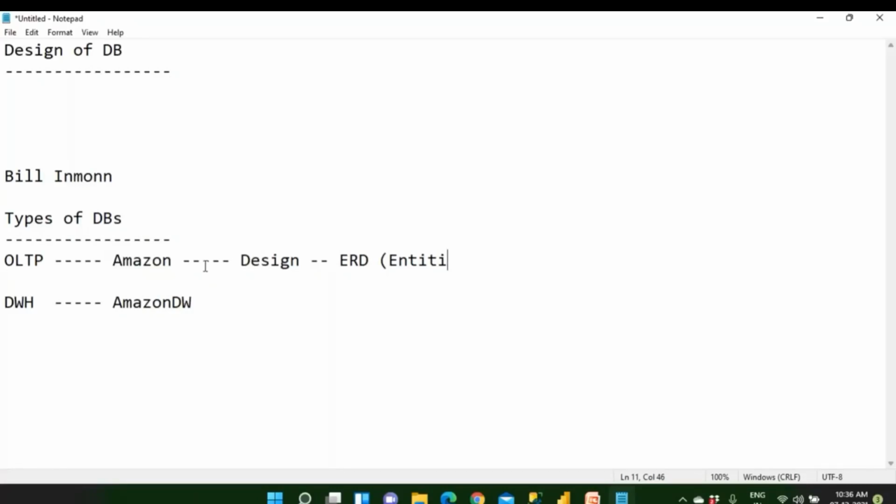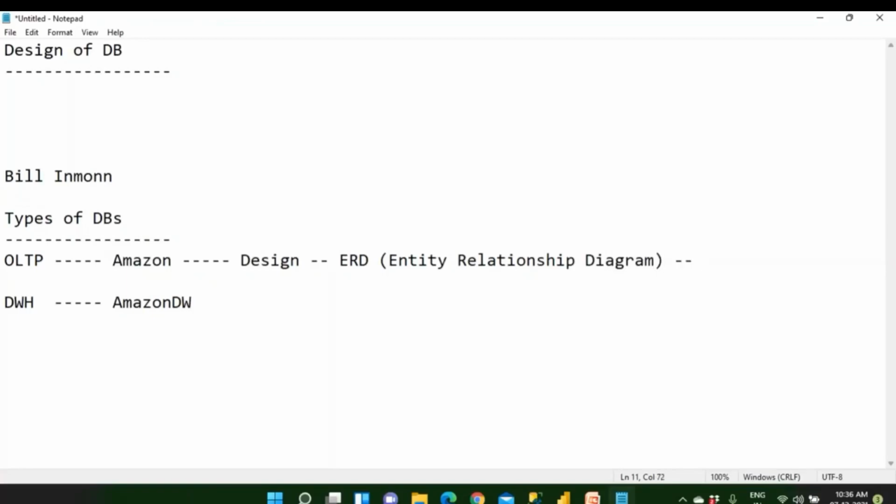If you're opening a laptop, somebody has designed that laptop first, then manufacturing is going to happen. Entity relationship diagram. Diagram, right? Designing is a diagram. Clear? So this is the principle we are going to use.